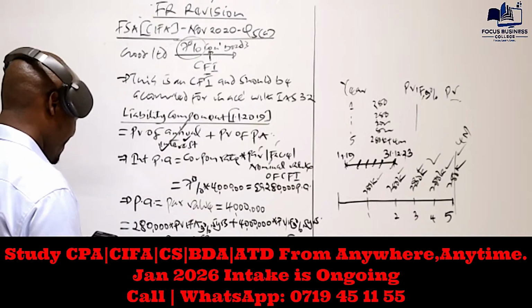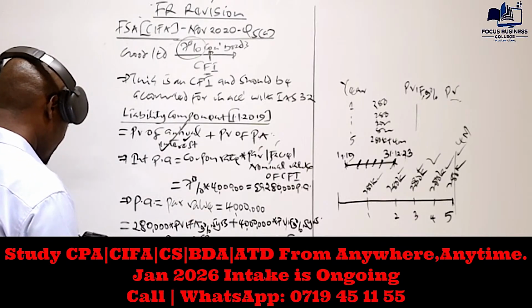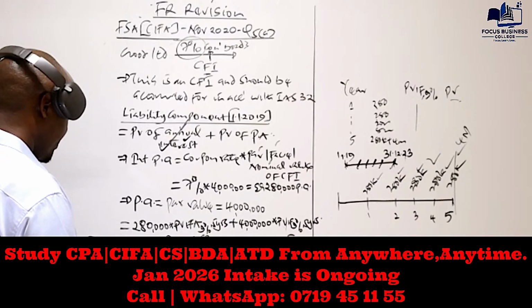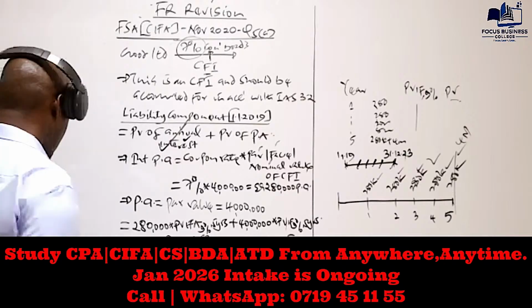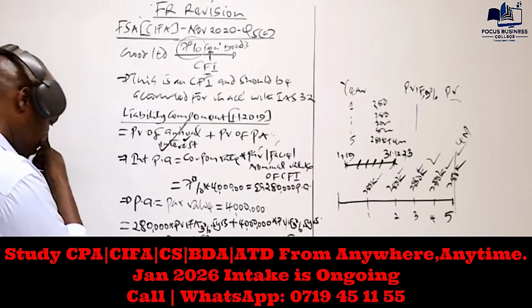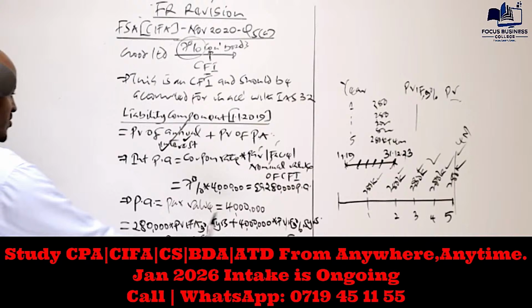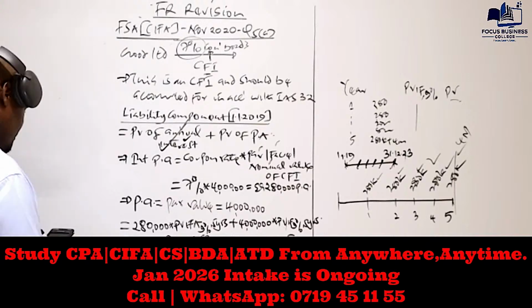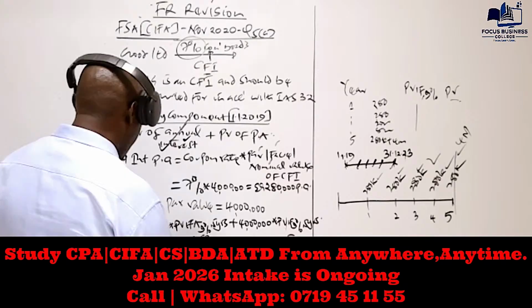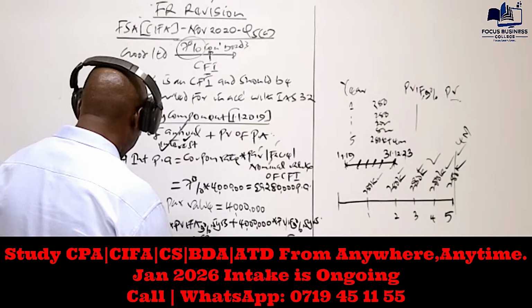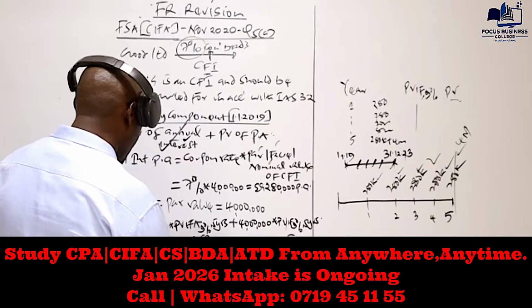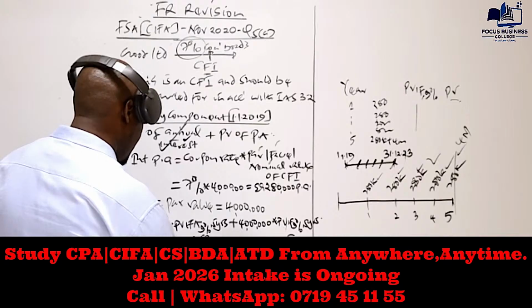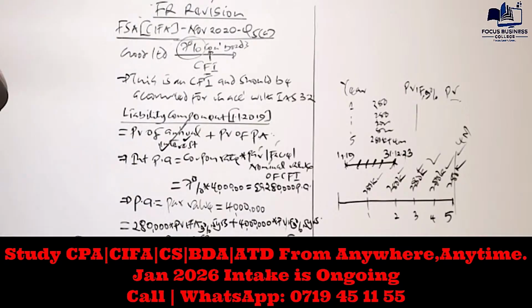What about this one? 1.09 raised to power negative 5. Is that correct? Can you confirm whether you get that? Yes, so raised to power negative 5 times 4 million. And basically that will give us 2,599,726. Yes, so we add the two values.